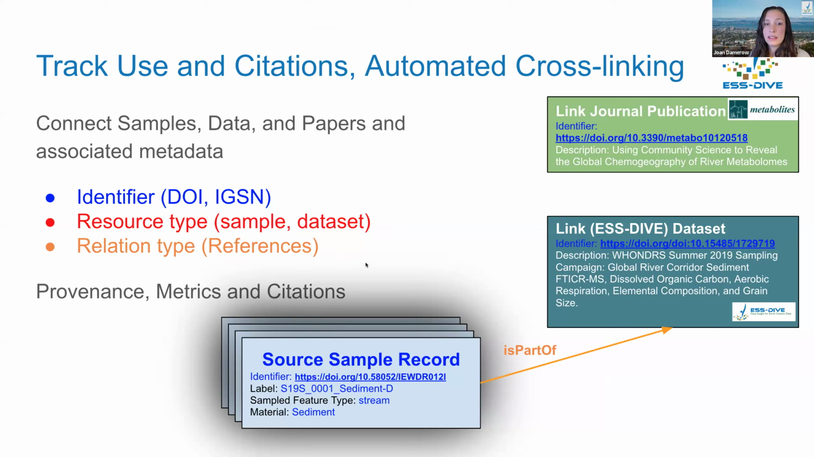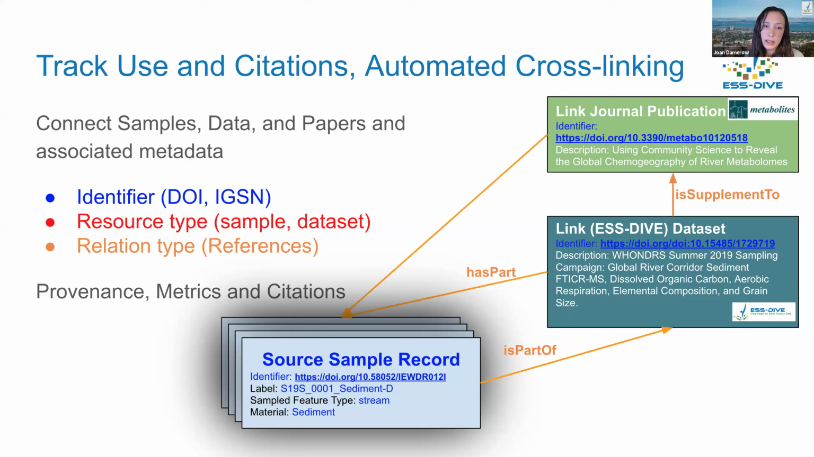The data set is then cited in a journal publication. We can then use connection metadata to automatically track use of those samples in both the data sets and the journal publications and propagate links back to the source material record. So at those source material records, we want to see all the different places those samples were used.